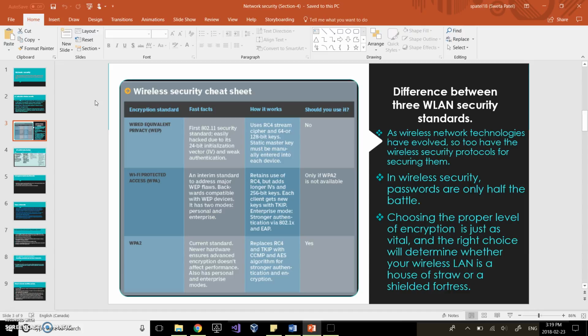Should you use it? No, because again, the small IV size increases the likelihood that keys will be reused, which in turn makes it easier to crack. This characteristic, with several other vulnerabilities, including a problematic authentication mechanism, makes WEP a risky choice. That forced everyone to move to a better choice, which was WPA.